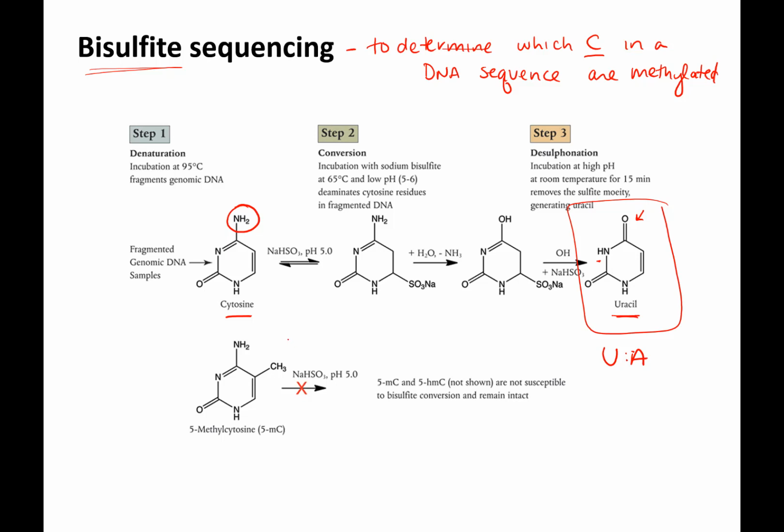If the cytosine has a methyl group attached to it, then bisulfite does not convert it to a uracil and it remains intact. So the key here is a cytosine will become a uracil, which will become a T in the final DNA sequence. And a methylated cytosine will stay a cytosine after bisulfite sequencing.